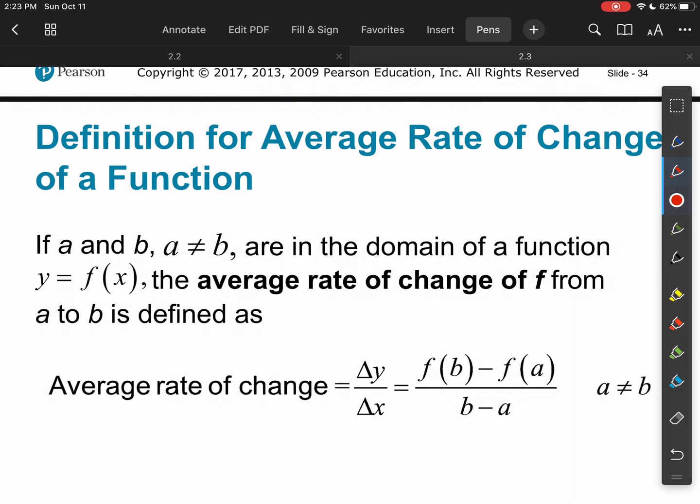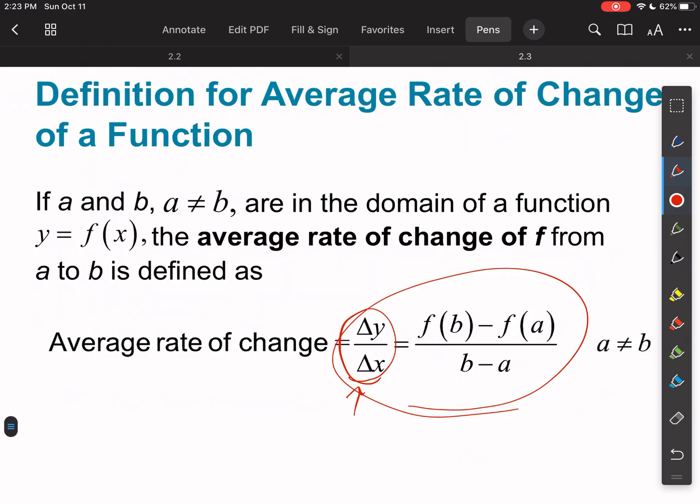So, don't let all this confuse you. This looks like a big mess here. All this is saying is we're going to plug in some x values on a function, and we're going to look to see what the average rate of change is between those two. Okay, so we're just going to look at the slope. The change in y over the change in x. Okay, what's the change in y over the change in x?